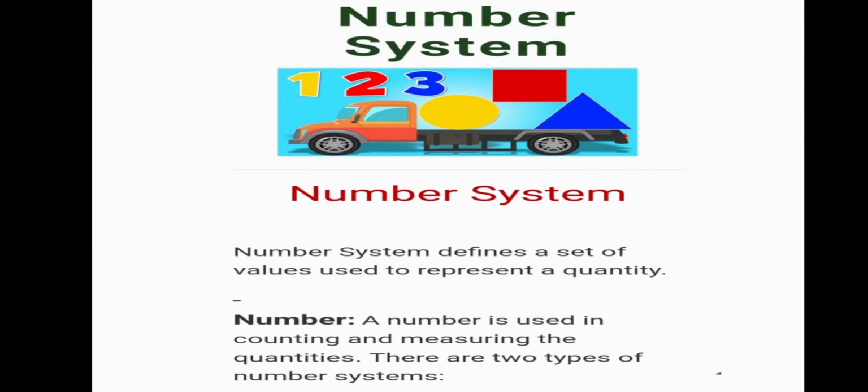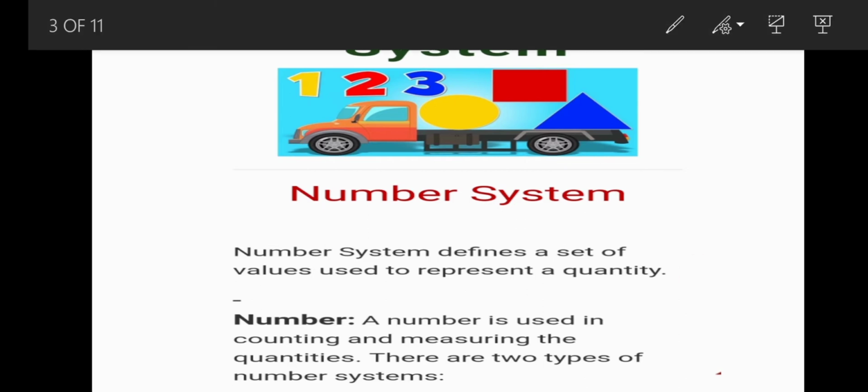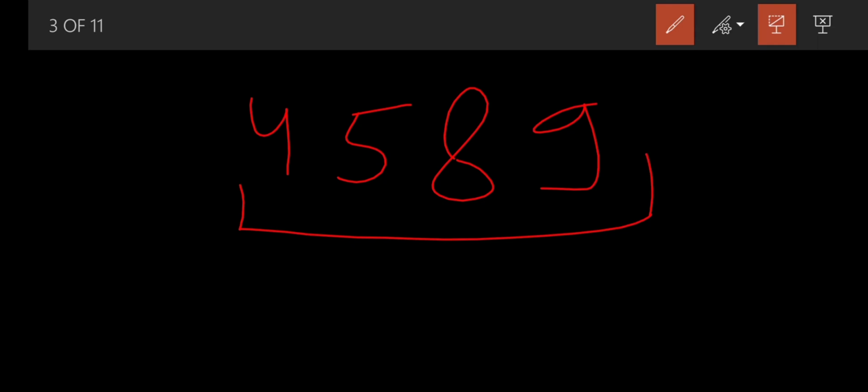Now, number system. A number system defines a set of values used to represent a quantity. With the help of the number system, we read or write a set of values. For example, if I write 4, 5, 8, 9, this is a set of values. How we read and write it is represented through the number system. Okay, we will read it as 4589.